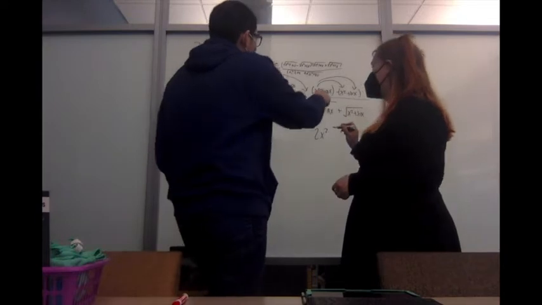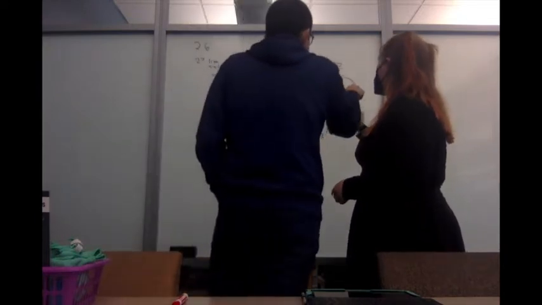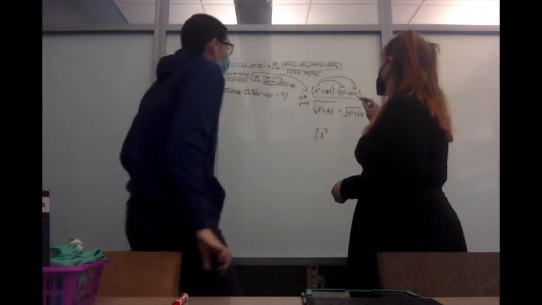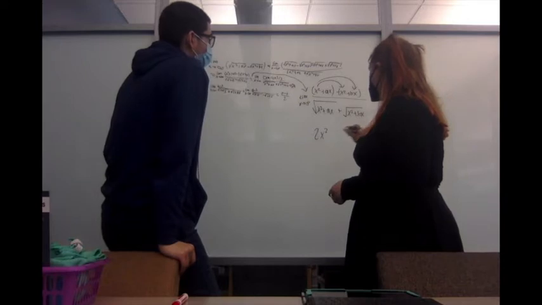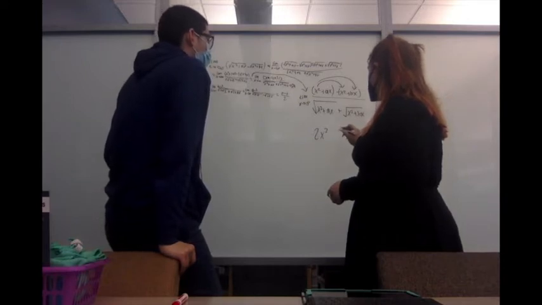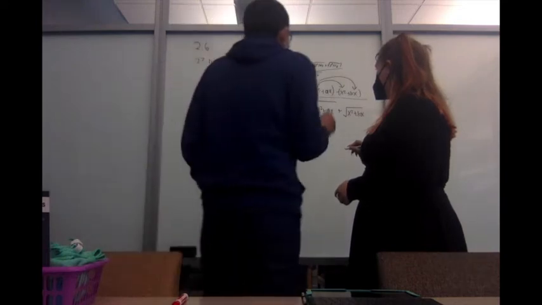What would... wait, I'm forgetting the... You're just multiplying for FOIL. So x squared times bx would be either bx cubed or x squared bx. I just don't know if they can combine like that. Yeah, I don't know either. That's what I'm wondering. I don't know if it's bx cubed.